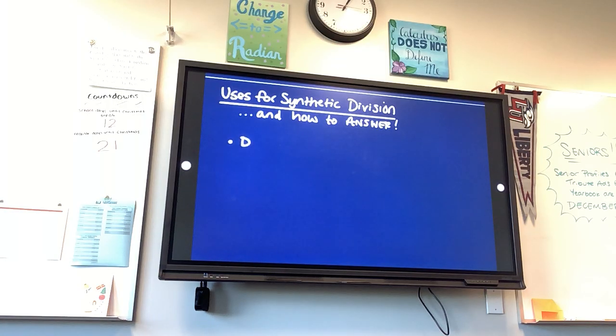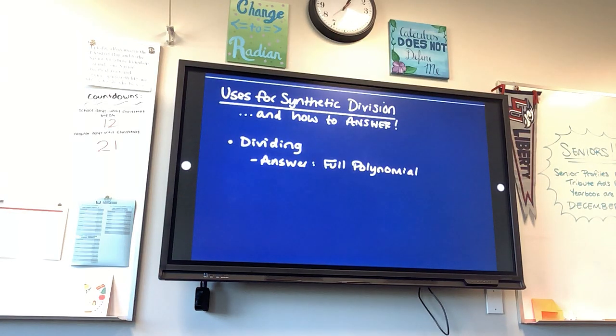The first use is just dividing. Just divide the polynomial, just like example 4. Divide this polynomial by this binomial, and that's it. The answer to a problem like this is the full polynomial answer. That is starting down 1 power, and then you continue on with your coefficients, and that's how you answer. So that was like example 4.